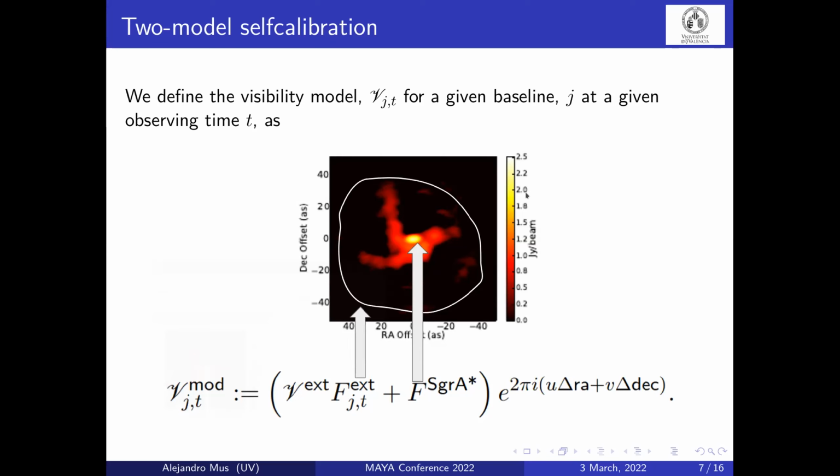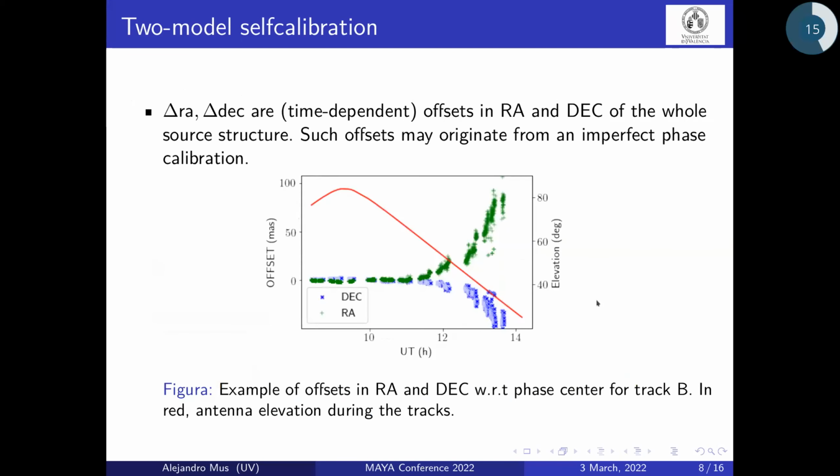Moreover, when you are self-calibrating, you are losing the absolute position, so we had to take care of the astrometry. We include here some parameters of the offsets in relative right ascension and relative declination. So we were actually taking into account almost everything. Let's go for the astrometry.